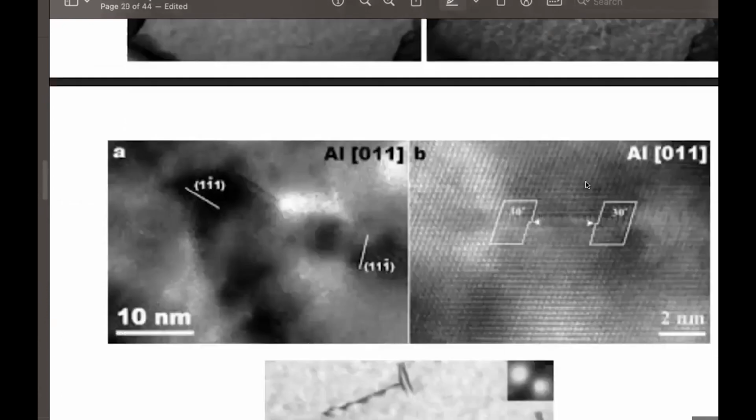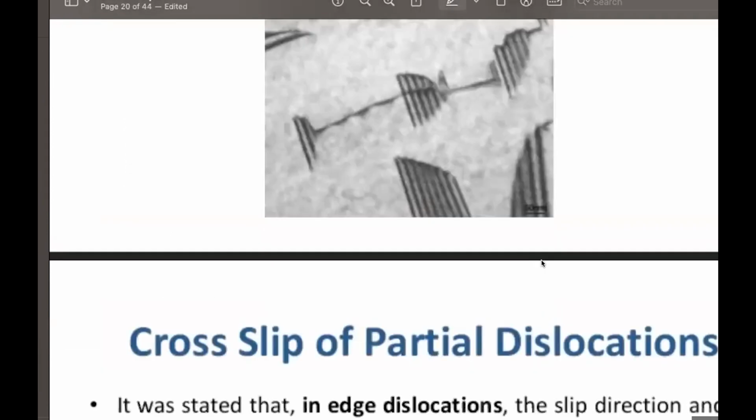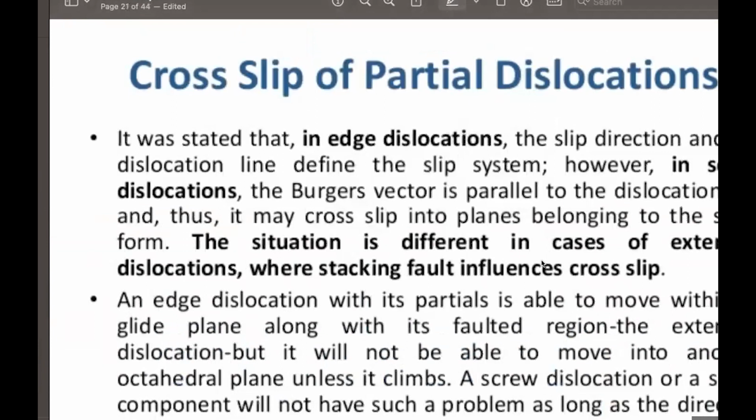So these are all TEM images, and once you look at the TEM images, here we have edge dislocation decomposed into Shockley partials, we have stacking faults. Frank dislocation, in between them, we have stacking faults. So in reality, if you check the TEM, you will see stacking faults.